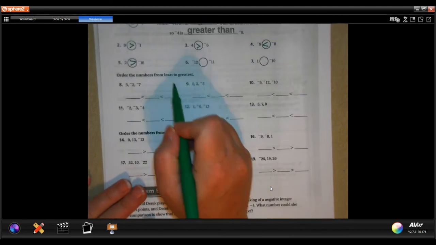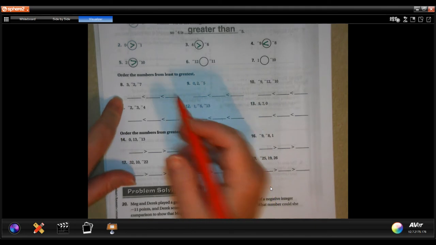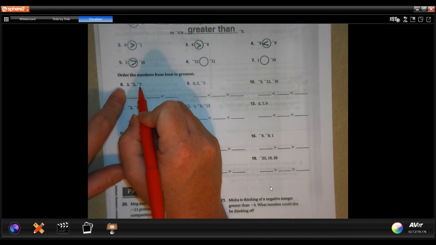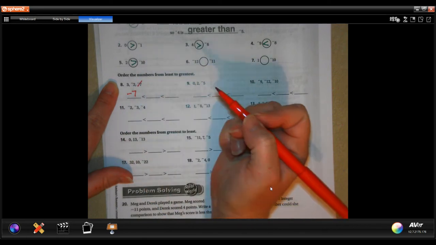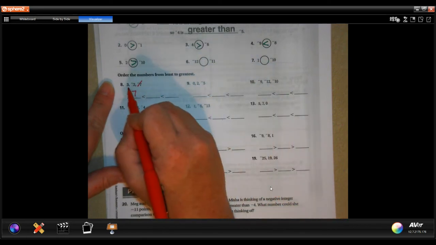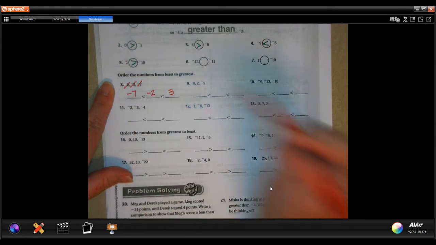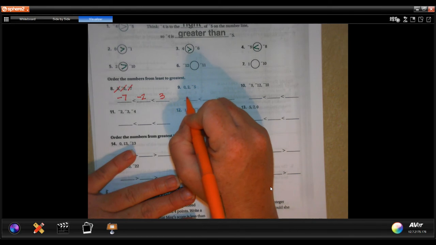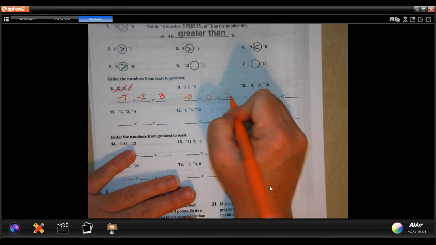Okay, we're going to put the numbers in order from least to greatest. So the smallest one is going to be the one that's furthest away from 0 on the negative side. That's going to be 7. So -7 goes first. Now we're going least to greatest still. A negative is always going to be smaller than a positive. -2 and 3. Done. All right. So smallest, -5. Next, 0. Next, 2.